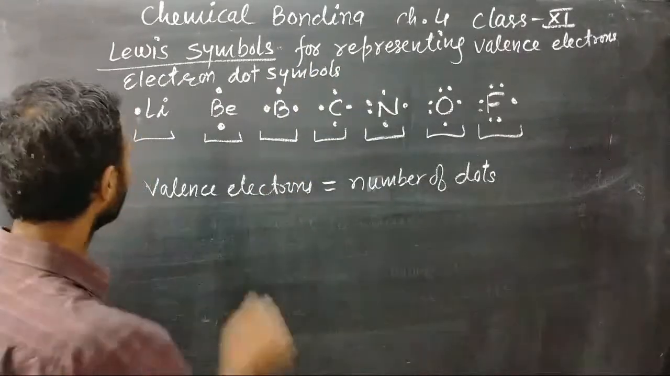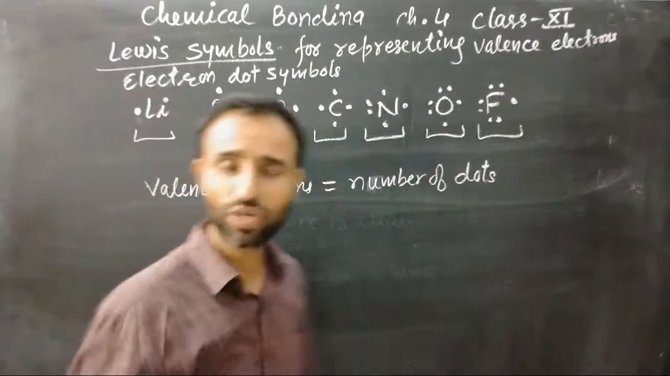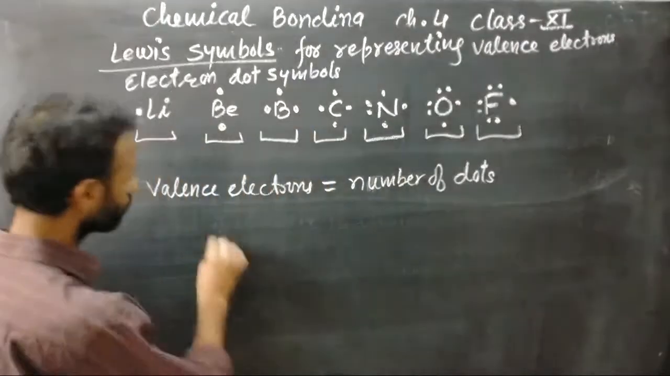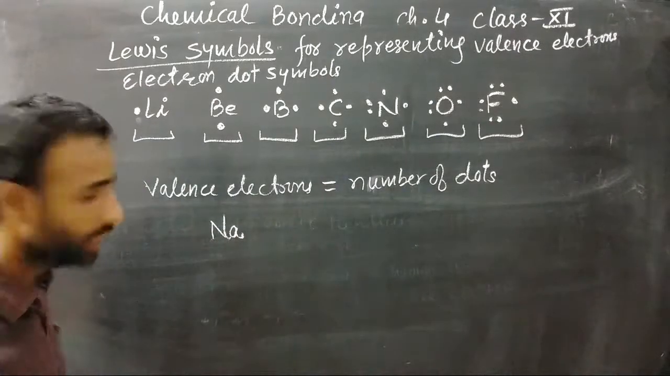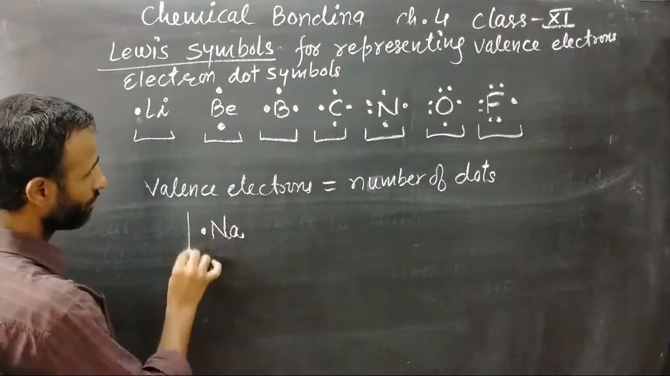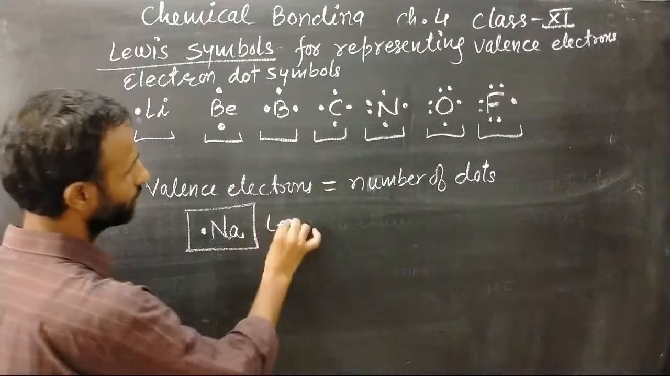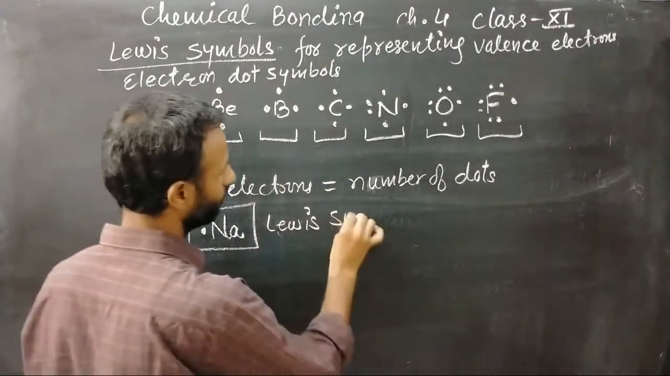Okay, you know the electronic configuration of each one of them. For example, for sodium, this is the ordinary symbol for sodium. So with one dot, that becomes its Lewis symbol.